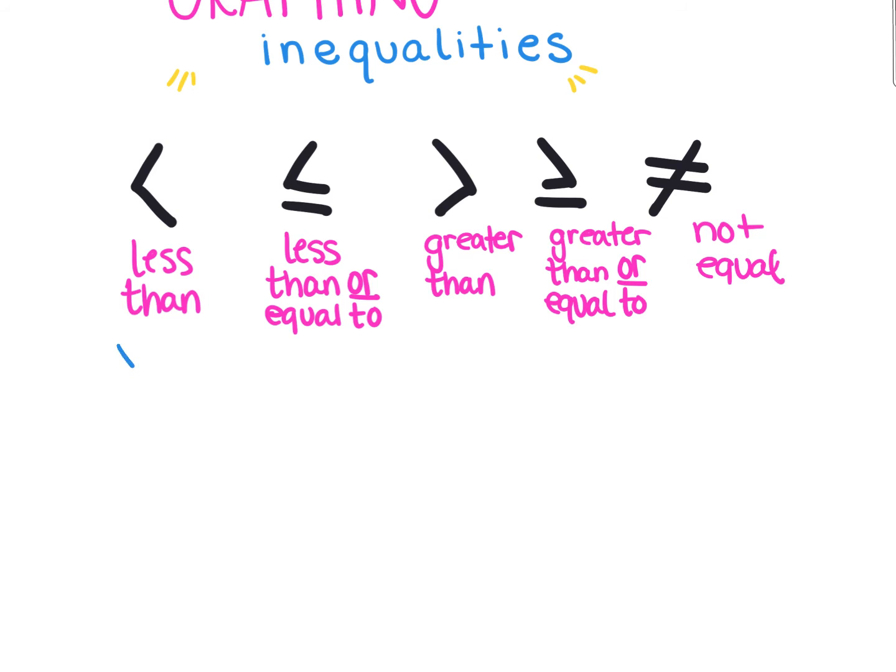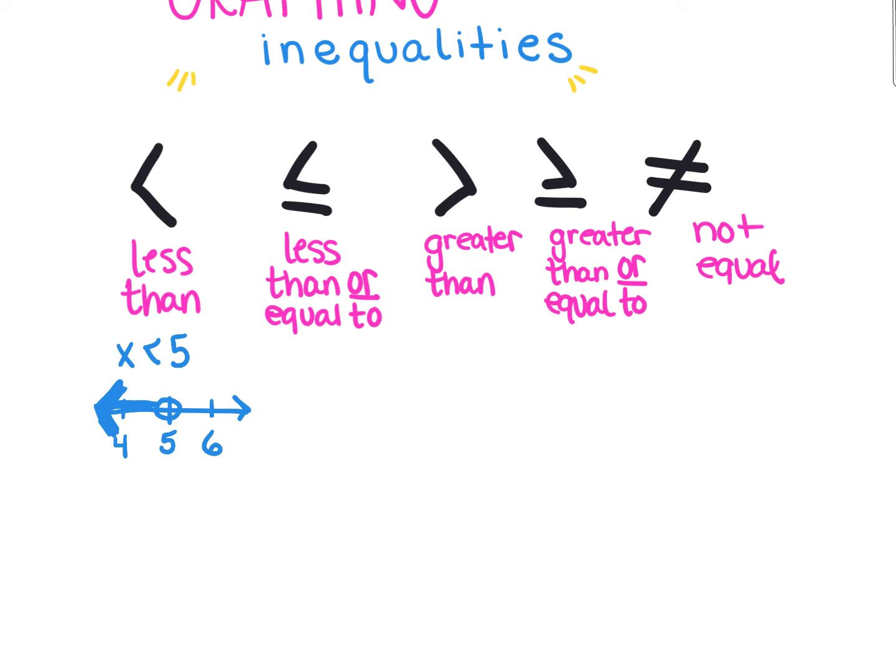If we have x is less than 5, the way that you are going to graph this is going to be an open circle at 5 because this cannot equal 5. And then you are going to shade to the less than side of the inequality.